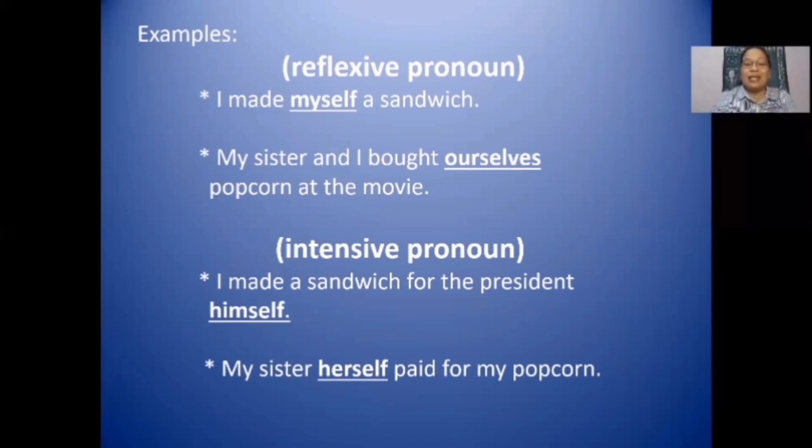Another thing is, himself here gives emphasis to the president. Next example: my sister herself paid for my popcorn. The underlined pronoun ending in self is herself, and it is an intensive pronoun. Why? Again, it is preceded by a noun, sister, and it gives emphasis to the word sister here.